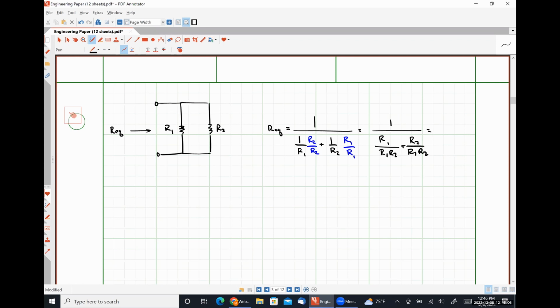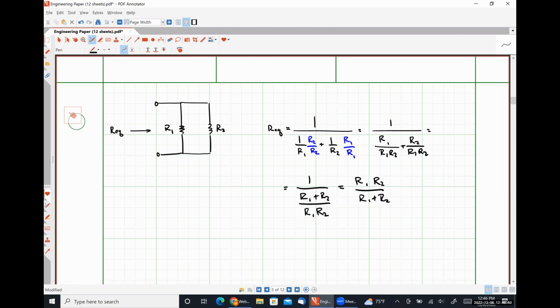And because those fractions have the same denominator, I can combine them together. And so that's going to give me 1 over R1 plus R2 divided by R1 times R2. And when I have 1 over a fraction, it's the same as just the reciprocal of the fraction, giving me R1 times R2 over R1 plus R2.